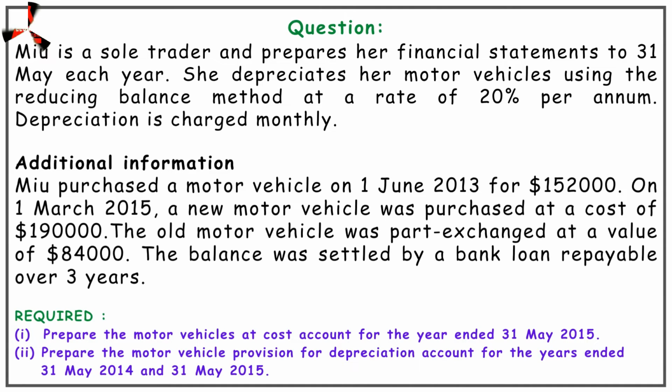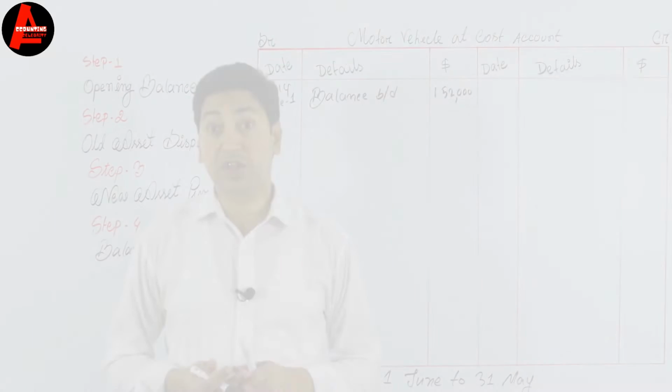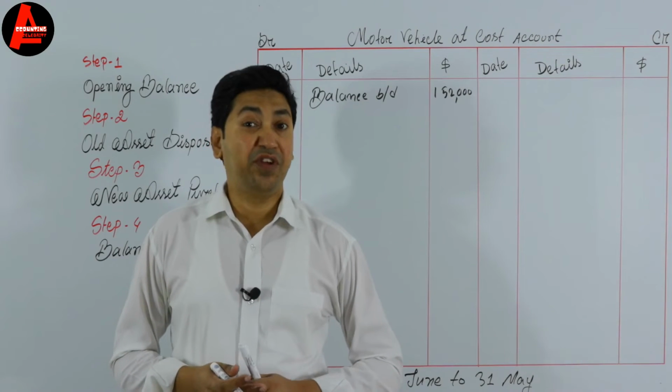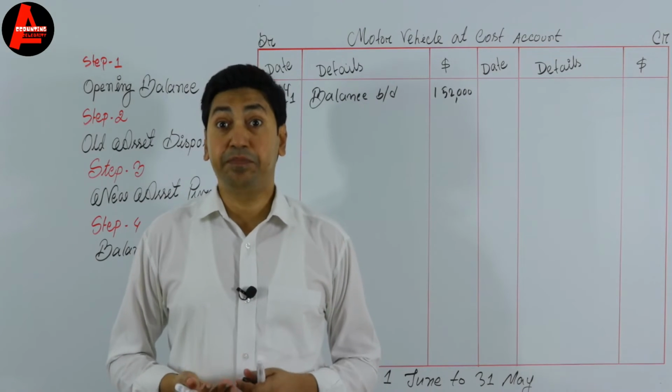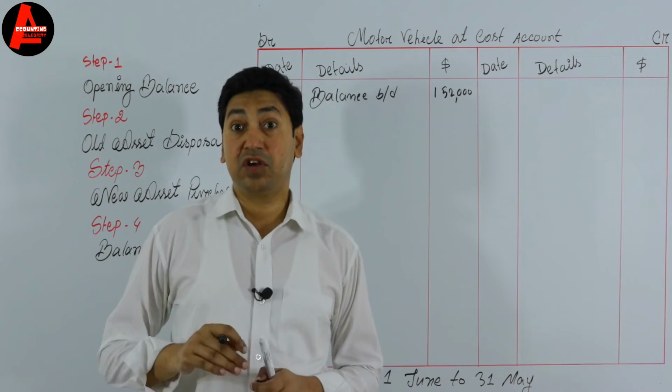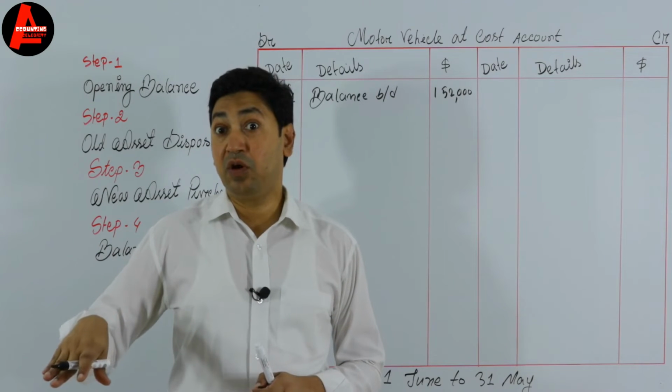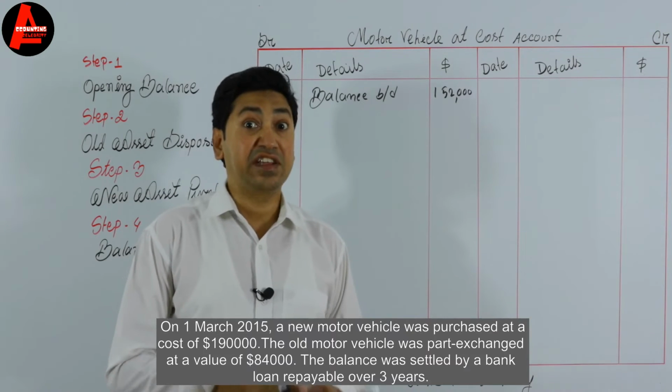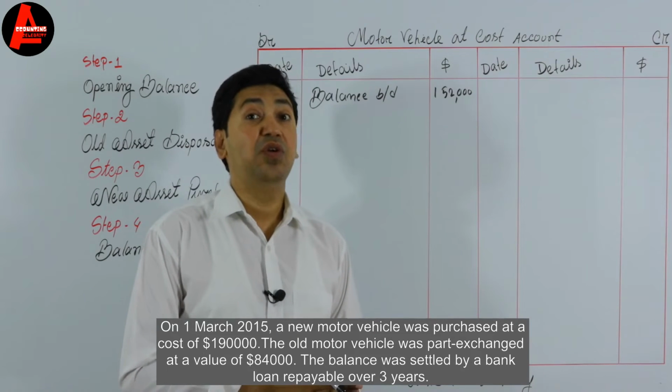She purchased a motor vehicle on 1st March 2015. A new motor vehicle was purchased at a cost of $190,000. The old vehicle was part exchanged at a value of $84,000. So here, on 1st March 2015, one more motor vehicle is purchased. Okay, but here the payment terms are different. After purchasing, she took some loan and the old one is partly exchanged for this new motor vehicle.